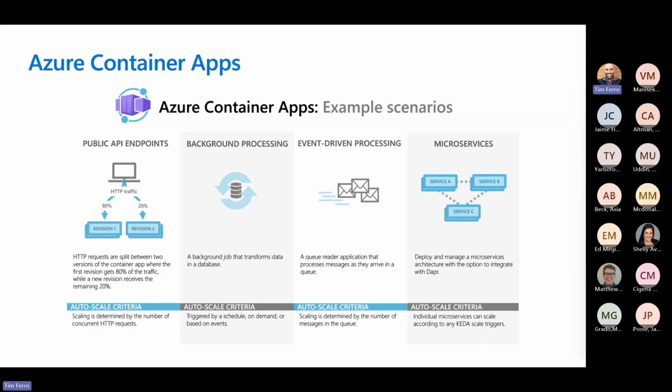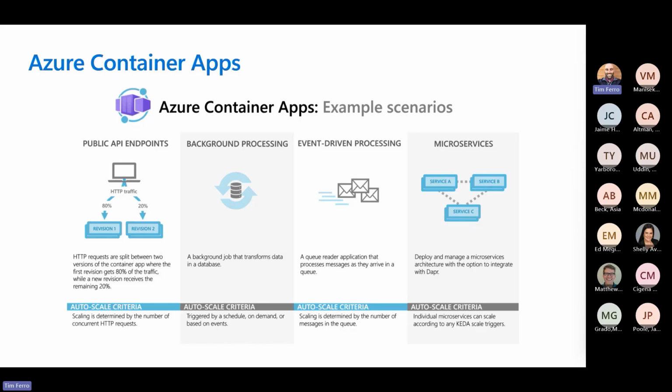So first, public API endpoints, right? This is having traffic run to a public API. You can do revisions, you can do traffic splitting, and you can even scale based on the number of concurrent HTTP requests, right? And it's built into ACA, which is really nice. You can also use this for background processing. So it's a background job that, in this example, transforms data in a database. This can be triggered by a schedule. It can be run on demand. It can be based on other events.